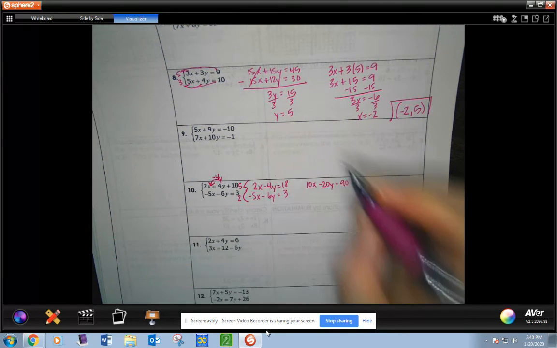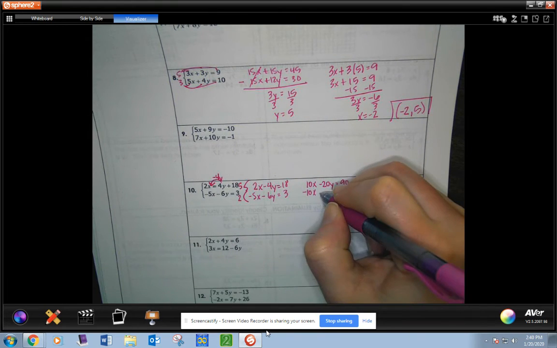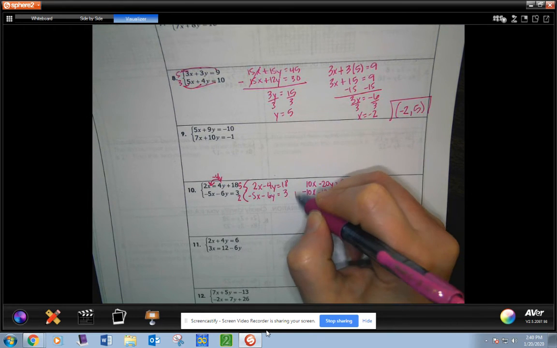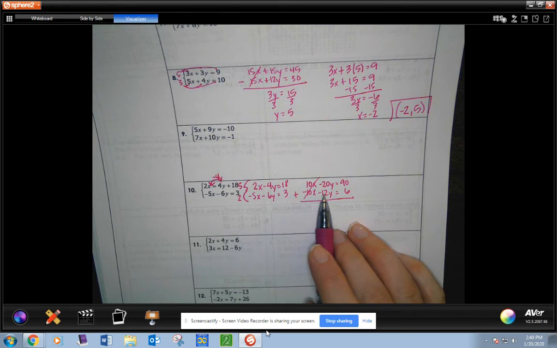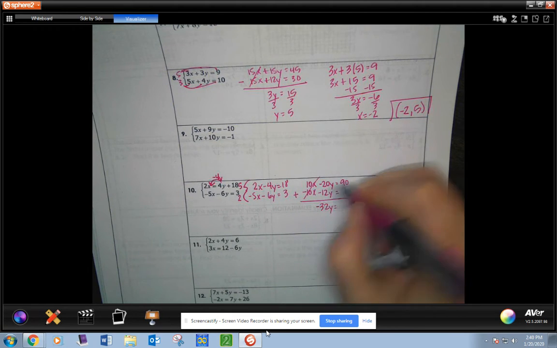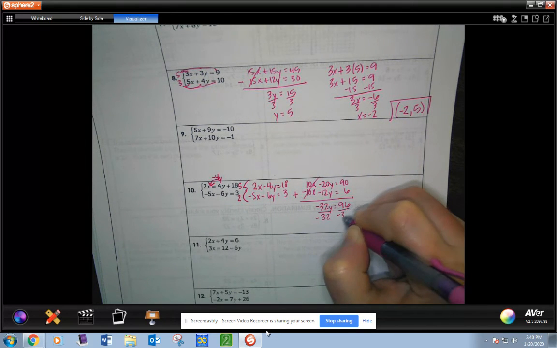Okay, 2 times negative 5x is a negative 10x. 2 times negative 6y is a negative 12y. And 2 times 3 is 6. So to finish this, my x's now have the same number. If I have a positive and a negative, to get them to cancel, if I add them, they become 0. So if I do negative 20 plus negative 12, that gives me negative 32y. And if I do 90 plus 6, that gives me 96. Now when I divide by negative 32, I get y equals negative 3.